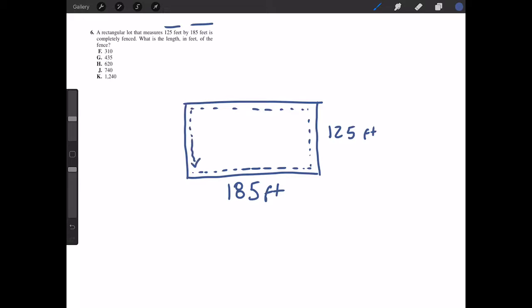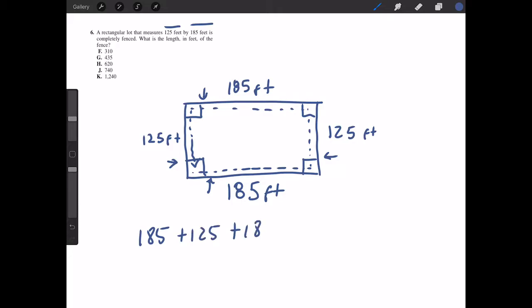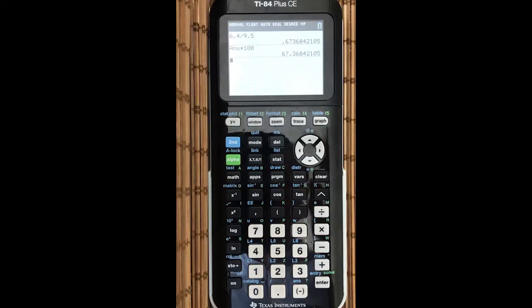So if they want to know the length, essentially you want to know what all of this perimeter measures. And since you know that this is a rectangle, in other words, that these are 90-degree angles, then it follows that if this side is 125 feet, then this side is 125 feet as well. And if this side is 185 feet, then this side has to measure 185 feet as well. So to find the total length, you would simply add 185 plus 125 plus 185 plus 125. And of course, the answer here is 620 feet.